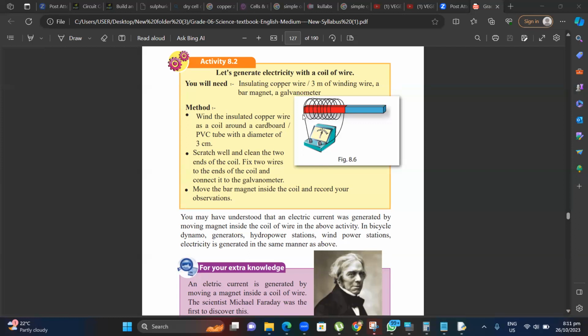But here, no need to strip the rest, right? If you strip it, what will happen? It will not work, because the insulation is needed here. But both ends need to be stripped.